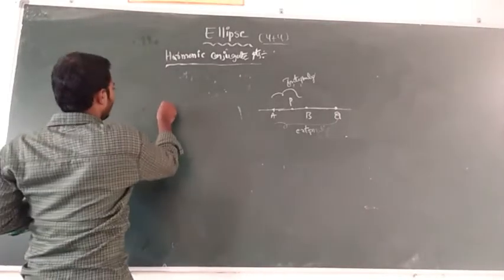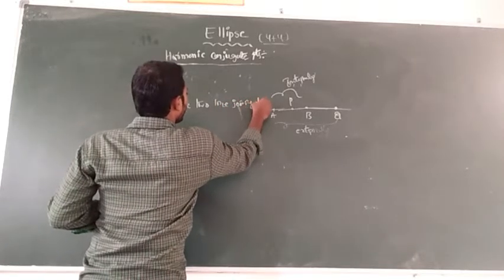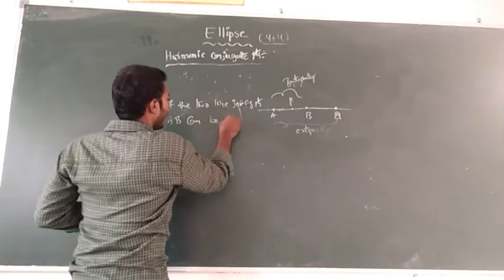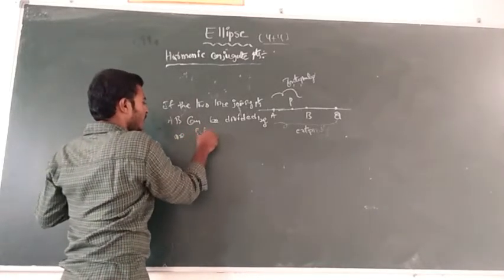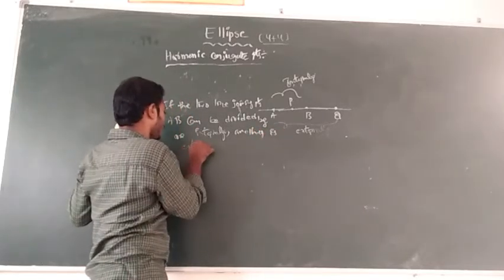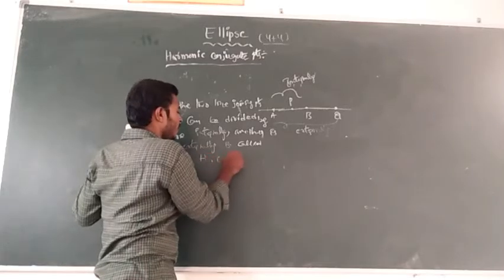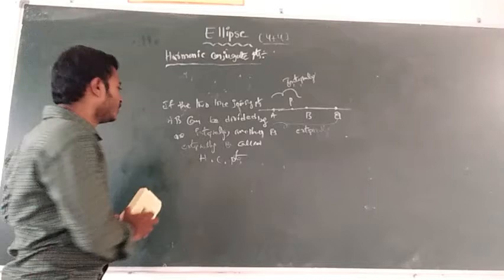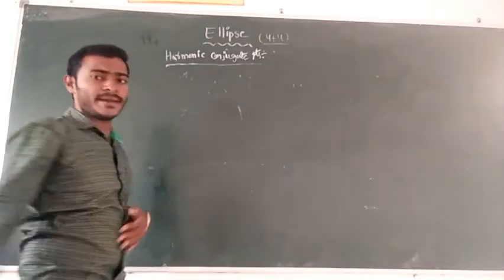Now what is the definition? If the line segment AB is divided by two points, one internally and another externally, they are called harmonic conjugate points. So this is the definition of harmonic conjugate points. Harmonic conjugate points means they divide the line segment, one point internally and one point externally.